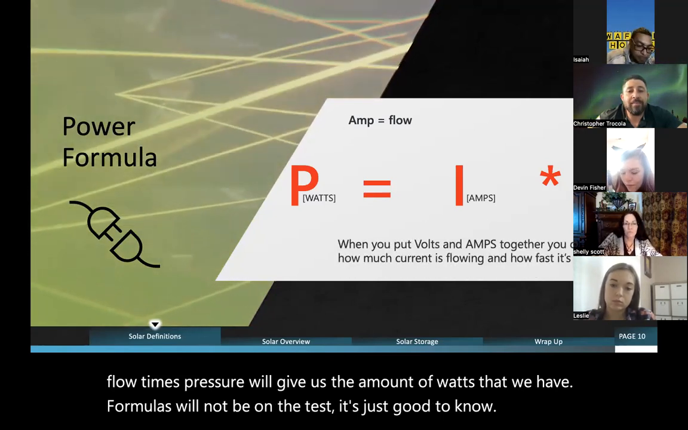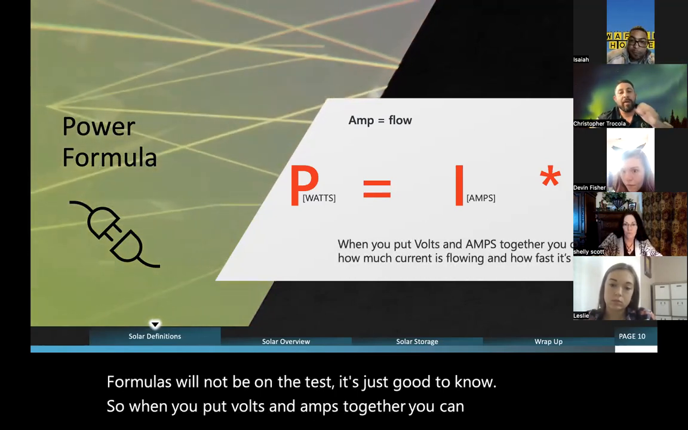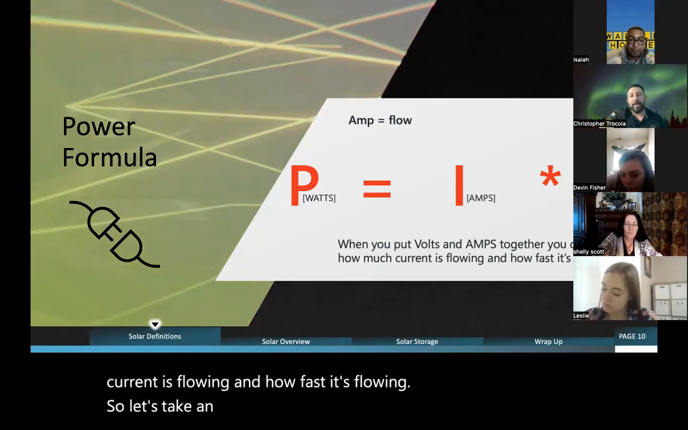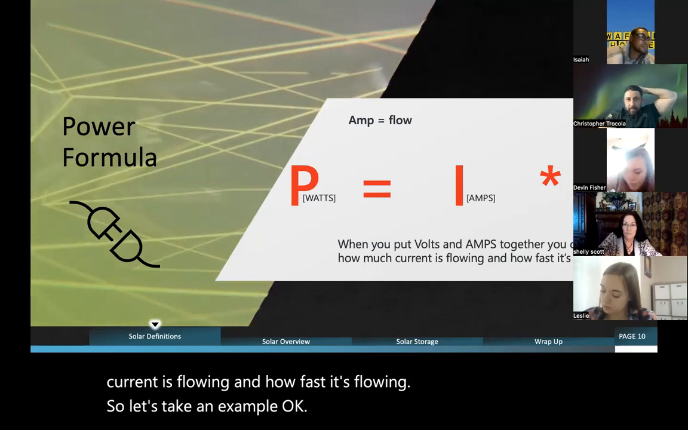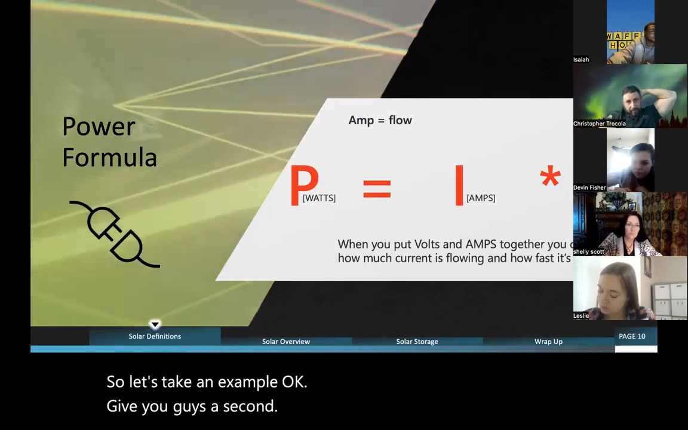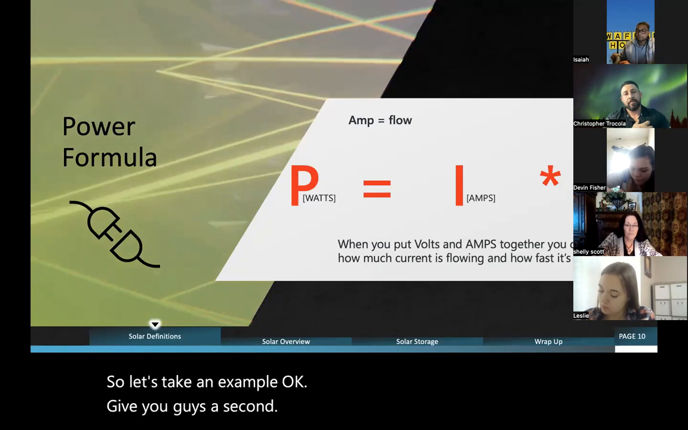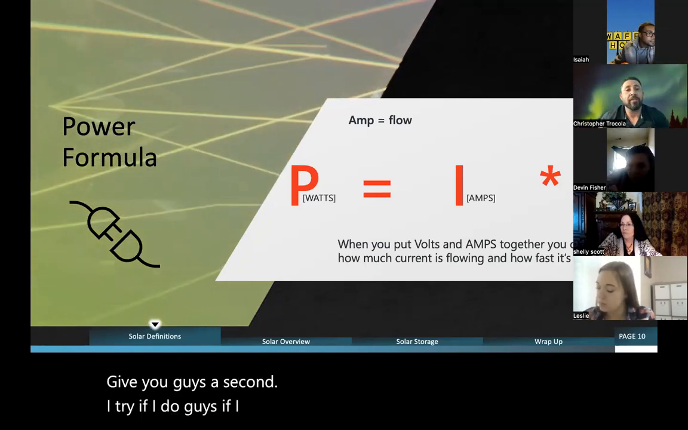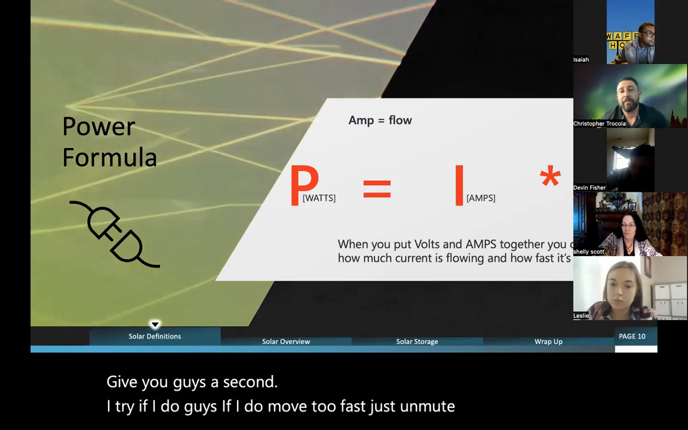So when you put volts and amps together, you can tell how much current is flowing and how fast it's flowing. So let's take an example, okay? Give you guys a second. If I do move too fast, just unmute yourself and say you're moving too fast, okay?